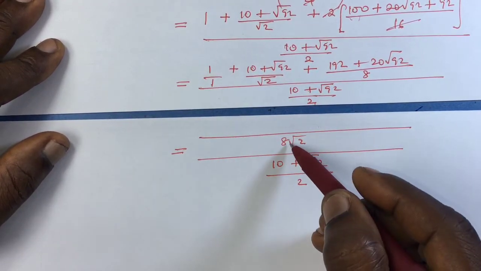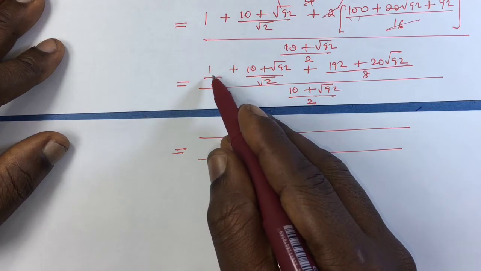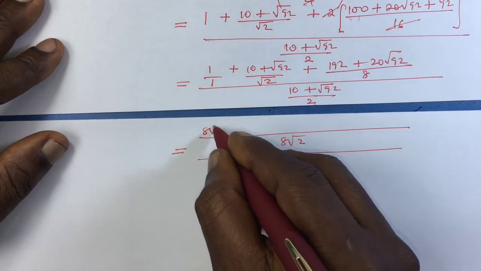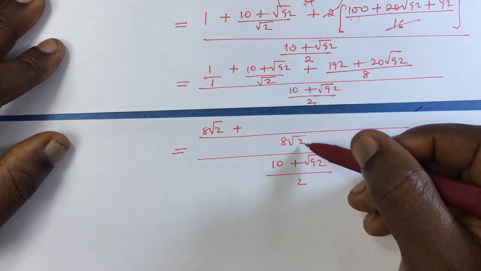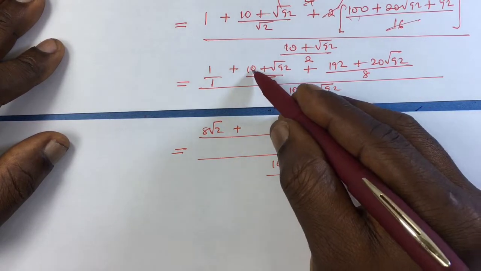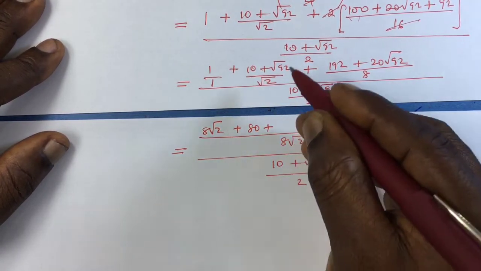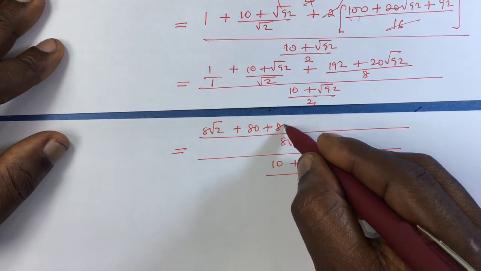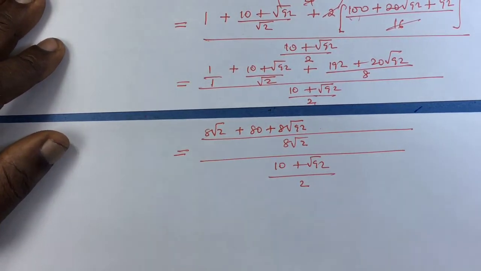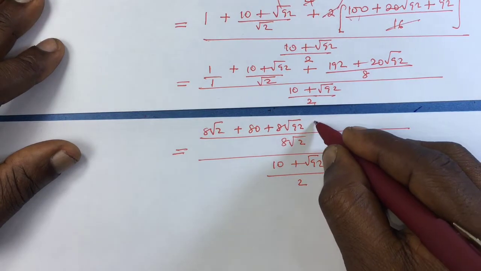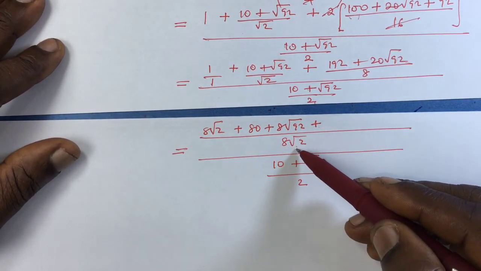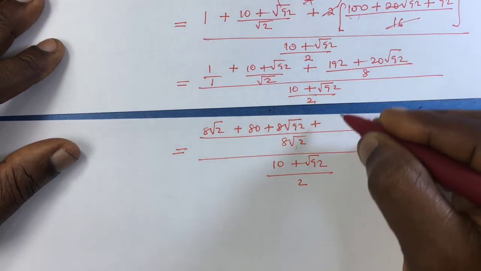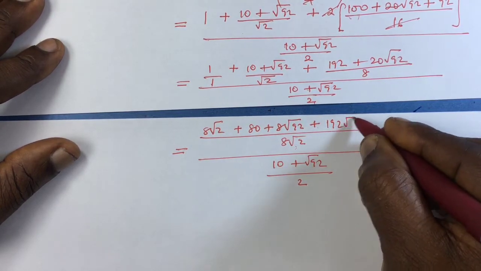1 into 8 root 2 will give you 8 root 2. 8 root 2 times 1 will give you 8 root 2. So I'm going to write 8 root 2 here. Root 2 into 8 root 2 will give you 8. 8 times 10 will give you 80, plus 8 times root 92 will give you 8 root 92. So that is settled. Then plus, the next thing I'm going to do is 8 into 8 root 2 will give you root 2. So root 2 times 192 will give you 192 root 2.